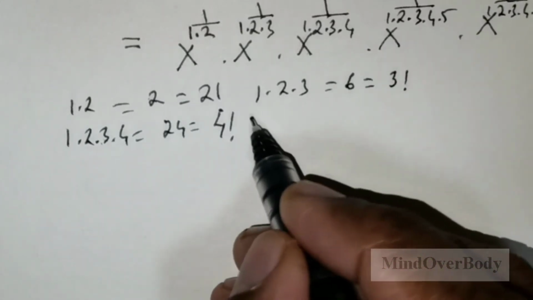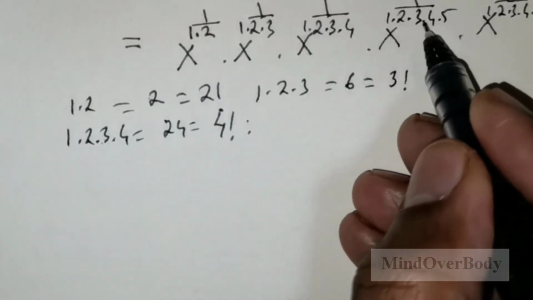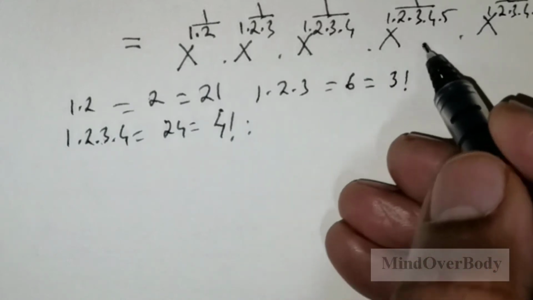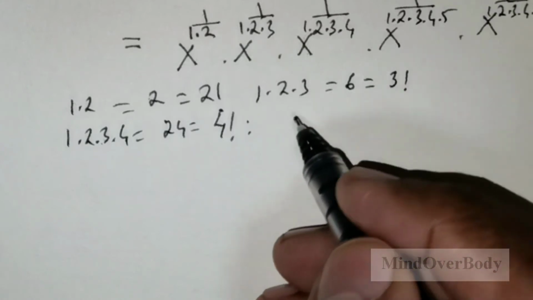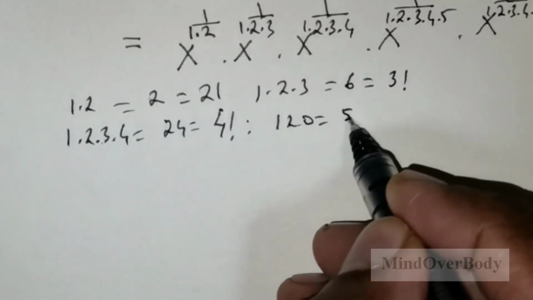Now going a little bit further, 1 times 2 times 3 times 4 times 5, what is that? That's going to be 120. 5 times 4 is 20, 20 times 3 is 60, 60 times 2 is 120. So 120 is nothing but 5 factorial.